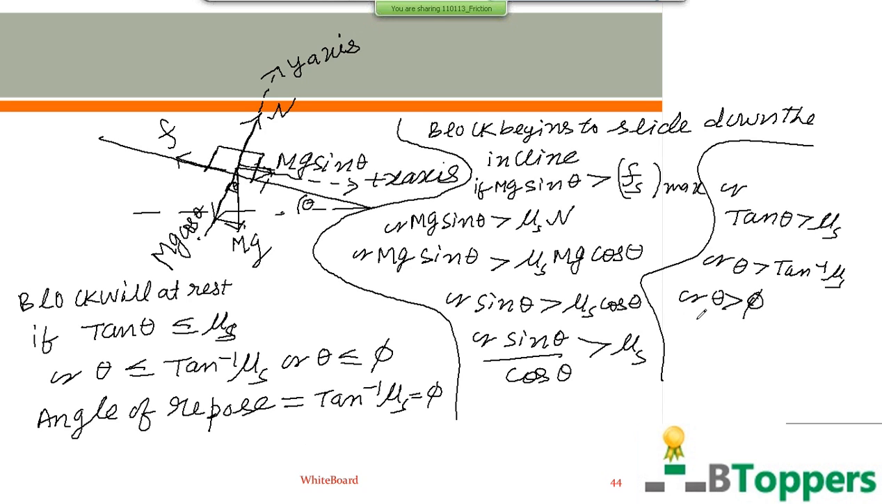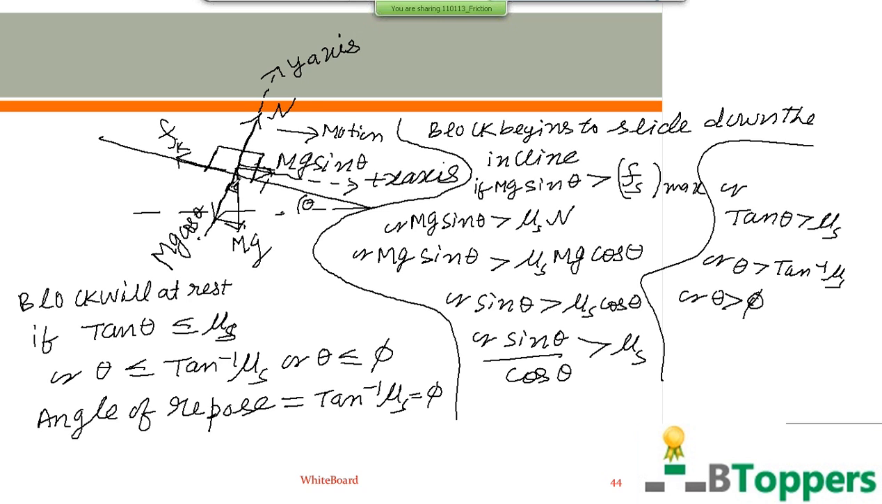So once the block begins to slide down the inclined plane with an acceleration, then the frictional force on the block by the inclined surface will be equal to the kinetic friction. The magnitude of kinetic friction on the block with the inclined plane is denoted by Fk. So when the block is sliding down the inclined plane under the action of weight mg, normal reaction and Fk, the resultant force on the block will be equal to Fx, that means the x component of the resultant force.